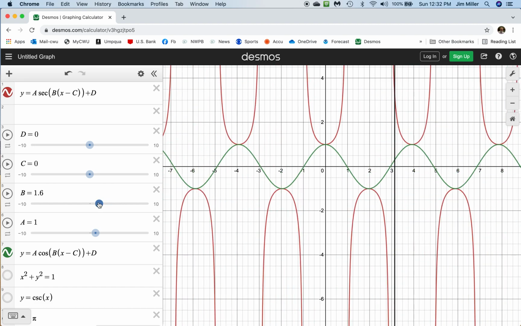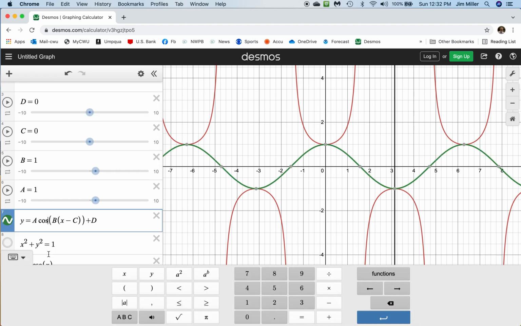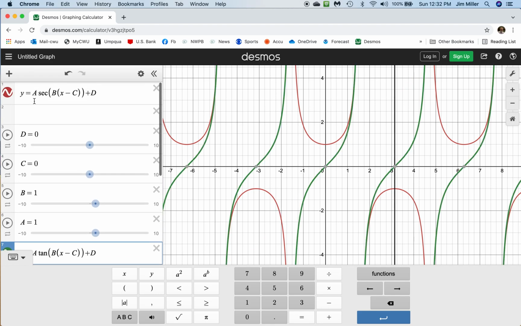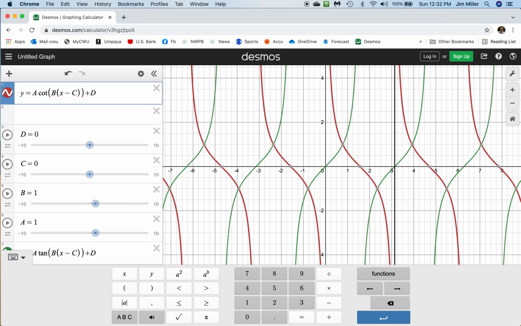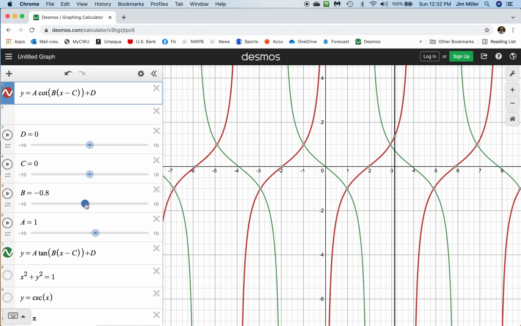Go back to 1. And as I said before, tangent and cotangent are reciprocals. And that's how they look together. And you can still play with the same sliders here to move things around. You can see that the tangent is an odd function, and so is the cotangent. So if we move b to the negatives, they will flip and go the opposite direction.